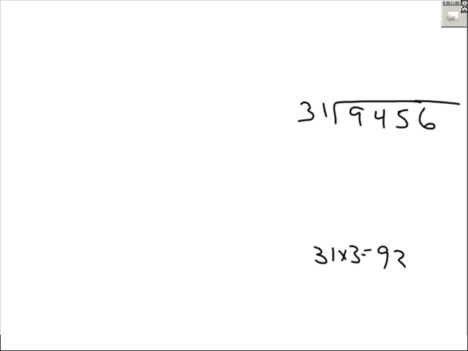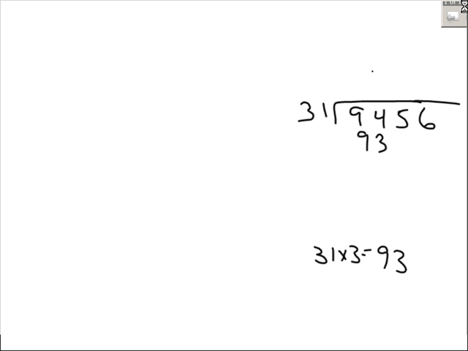Going to do some long division problems, division of polynomials. But let's recall how we do long division with regular numbers. Maybe 31 into 9,456. We wanted to do that. Well, we noticed that 31 times 3 is 93, which is close to 94.